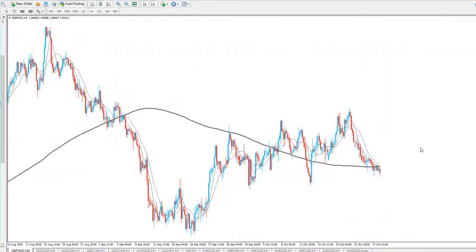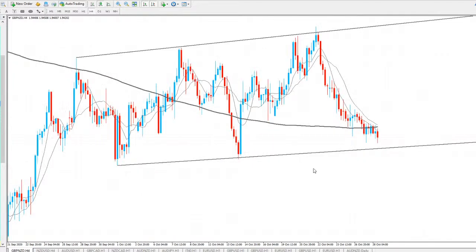GBP/NZD, this one seems to be slowly trickling down to the downside. It looks like it's broken through the 200 moving average on the 4H, and slowly just seeing price falling back to the downside. Again, you've got resistance all along there, holding price: initial test there, second there, and we had our third there, and now price has pushed to the downside.